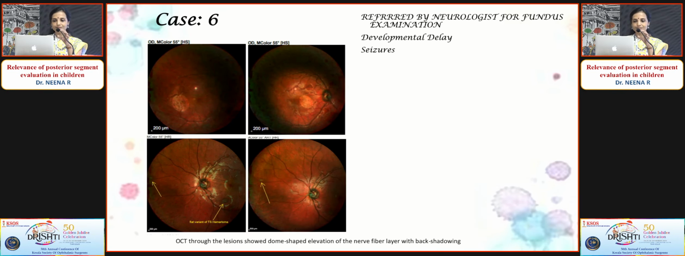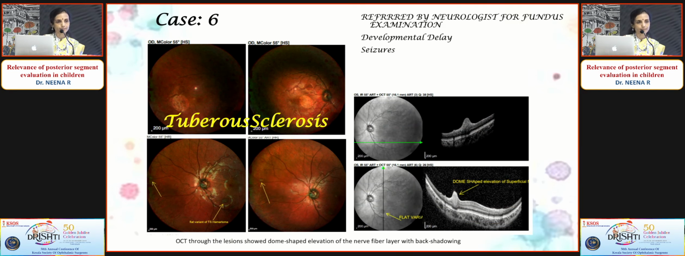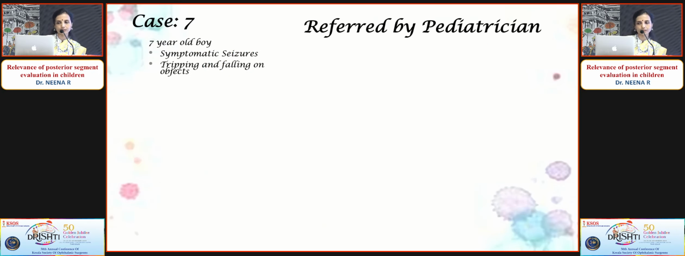So I think the time is over. So sometimes in systemic conditions like tuberous sclerosis, you may be asked to look at it, and we were able to pick up the hamartomas with the help of the OCT, and we published it.